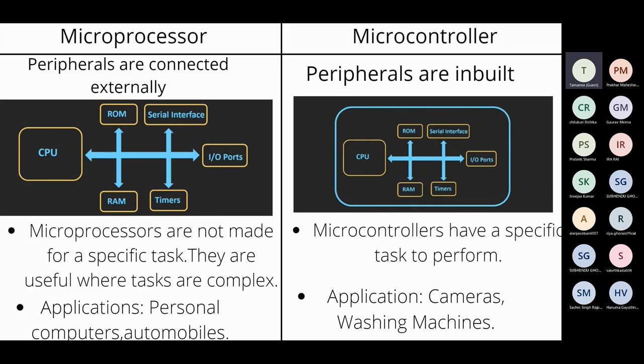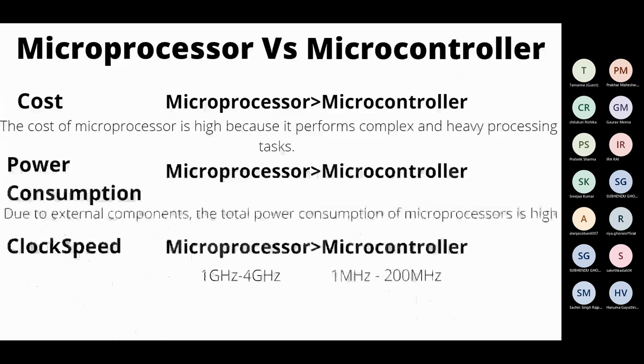Some other differences are difference in cost. Since a microprocessor does complex tasks and is meant for heavy processing, the cost of a microprocessor will be more than a microcontroller. In case of power consumption, the power consumption of a microprocessor is greater than a microcontroller because the components are connected to it externally.